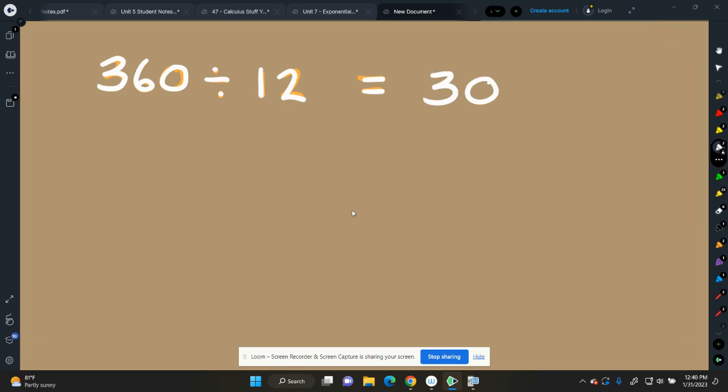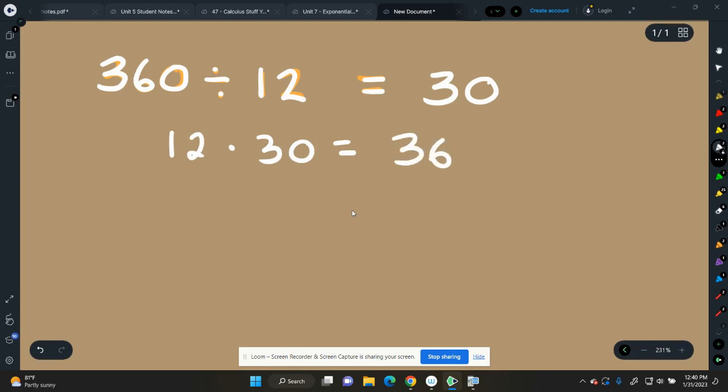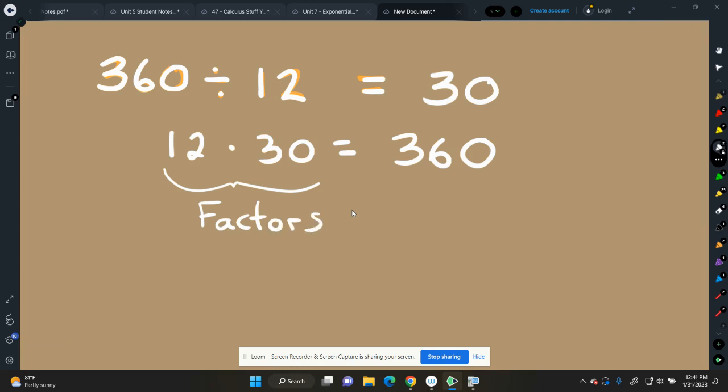12 times 30 equals, there you go. 12 times 30 equals 360. Okay? So that means that we call these two numbers factors. 12 and 30 are factors of 360.